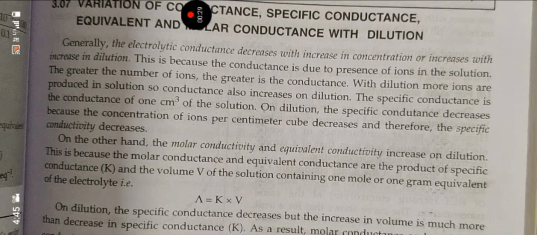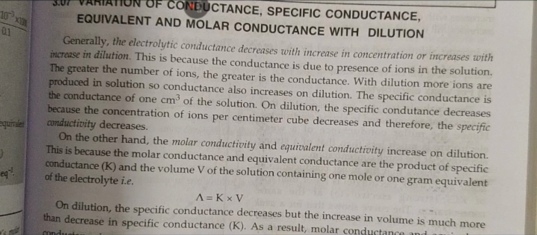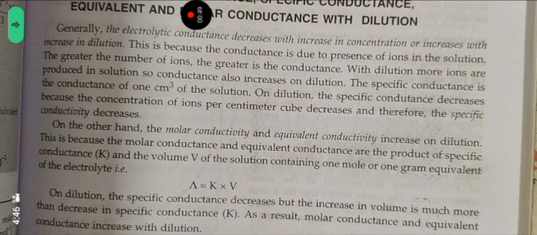Variation of conductance, specific conductance, equivalent and molar conductance with dilution. Generally, the electrolytic conductance decreases with increase in concentration or increases with increase in dilution. This is because the conductance is due to the presence of ions in solution. The greater the number of ions, the greater the conductance. With dilution, more ions are produced in solution, so conductance also increases on dilution.